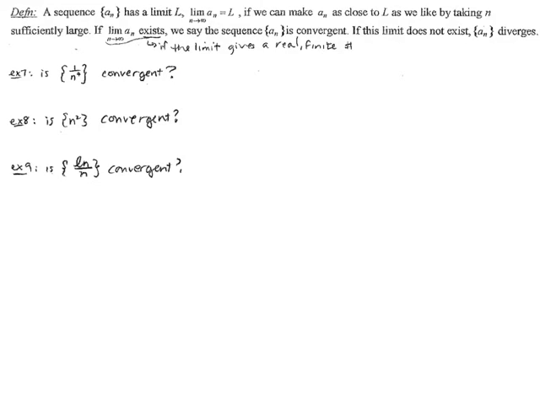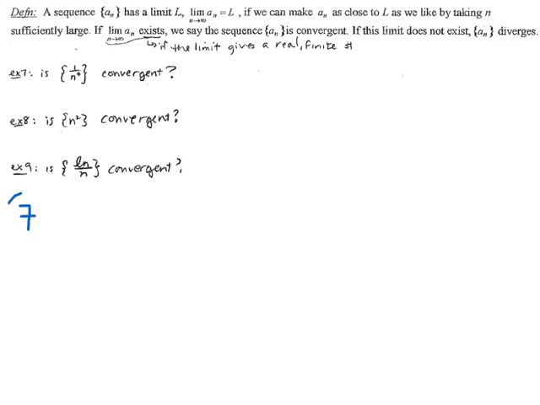Okay, so if that limit exists, so if we take the limit as n approaches infinity of the general term, and we get a real finite number, then we call that sequence convergent. If the limit does not exist, meaning we get an infinity or a negative infinity, then we say the sequence is divergent. Okay, so I gave you guys 3 problems, 7, 8, and 9, to tell me whether it's convergent or divergent. And the process for this is very easy.